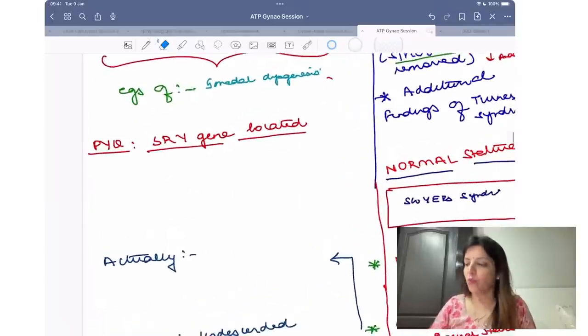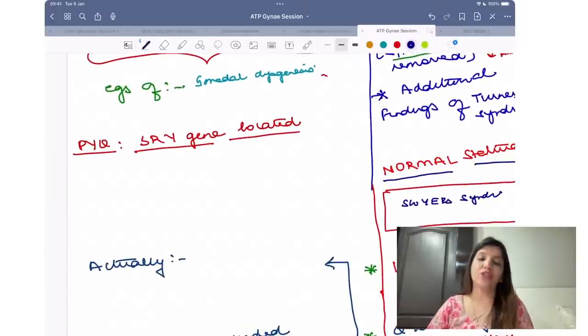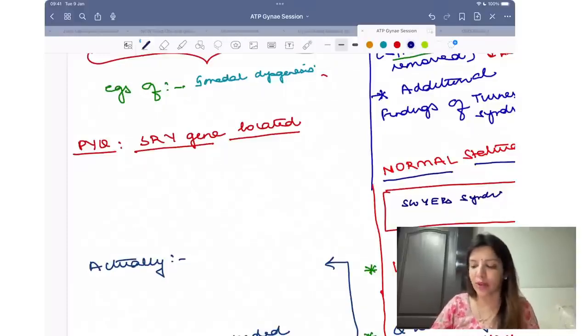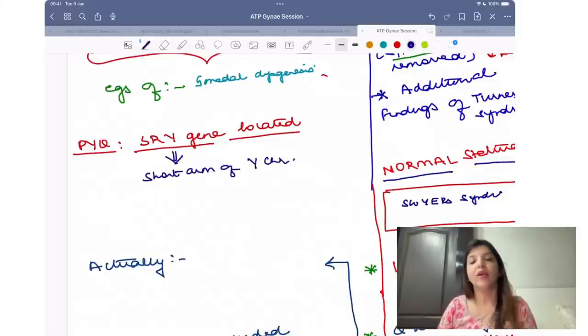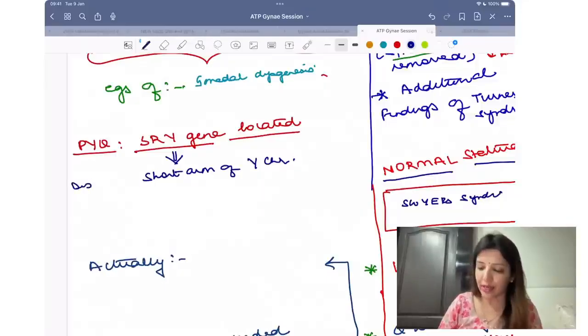Any confusions? No? Next very important question. SRY gene is located on. Where is the SRY gene located? It is located on the short arm of the Y chromosome. Which end? Distal end.